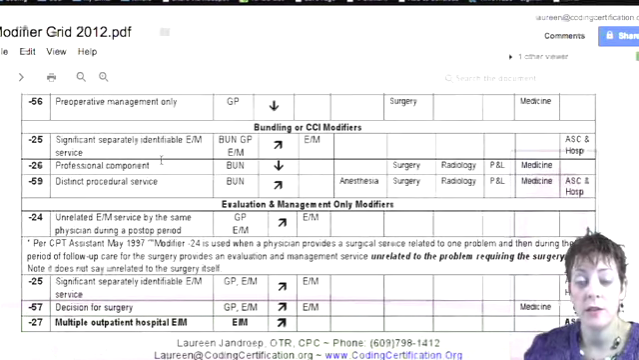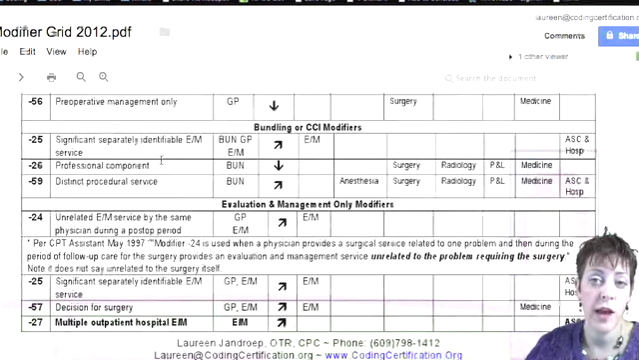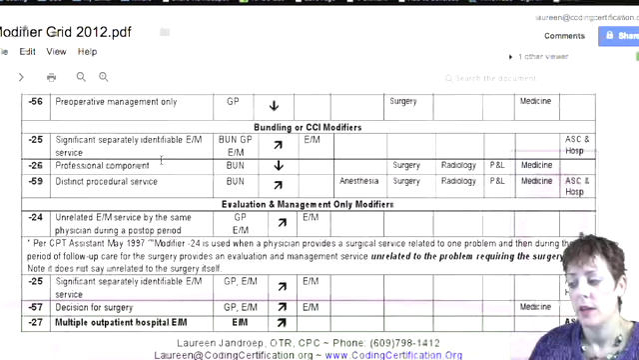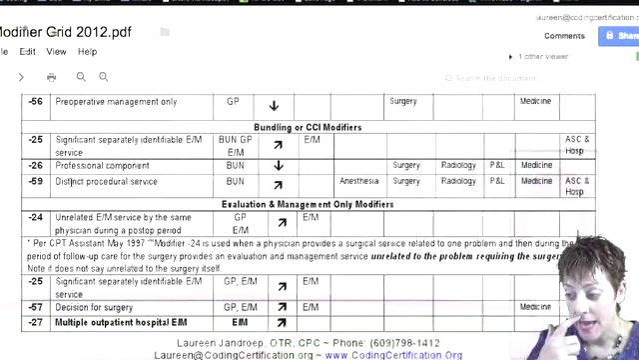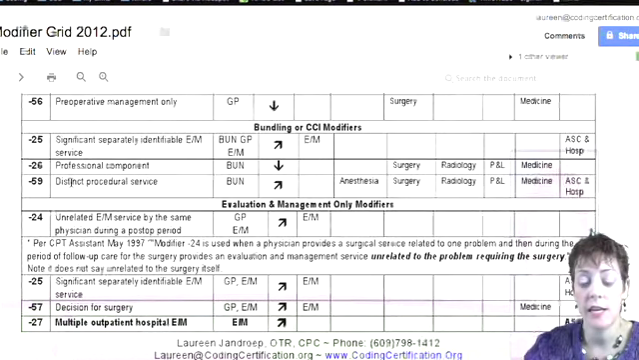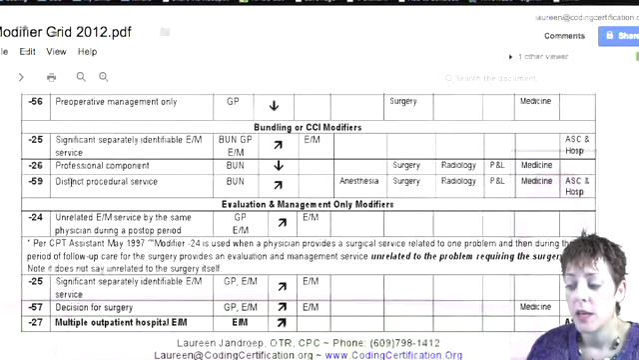In a nutshell, they give us pairs of codes and let us know that these two codes should not be billed together because they consider one bundled into the other. But there are exceptions to that. So that's where some of these modifiers come in, especially 59. Linda had asked about 59 specifically, and I had answered it on the discussion board: 59 has to do with bundling.